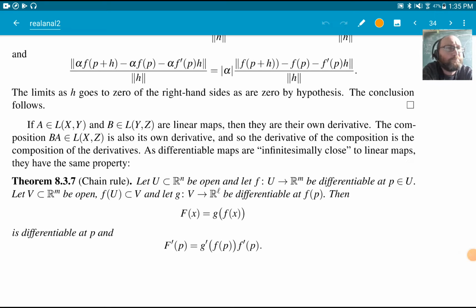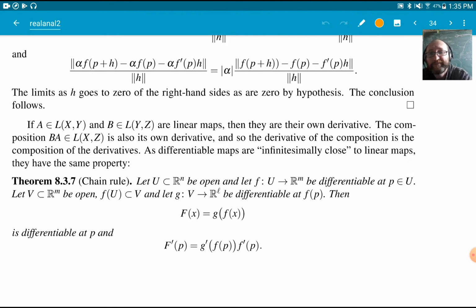All right, so let's look at the chain rule. That's where we ended last time in class, in person. Well, we ended with the motivation for it: if we have linear functions, then linear functions are their own derivatives, so the derivative of the composition is the composition of the derivatives for linear functions, right?